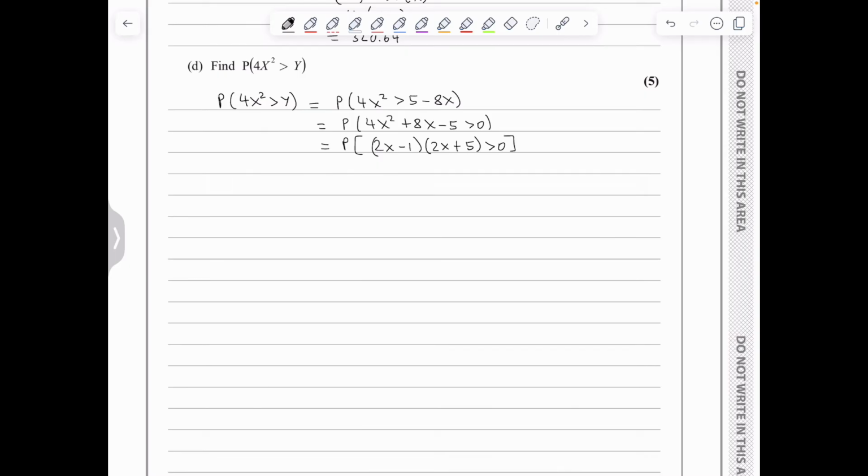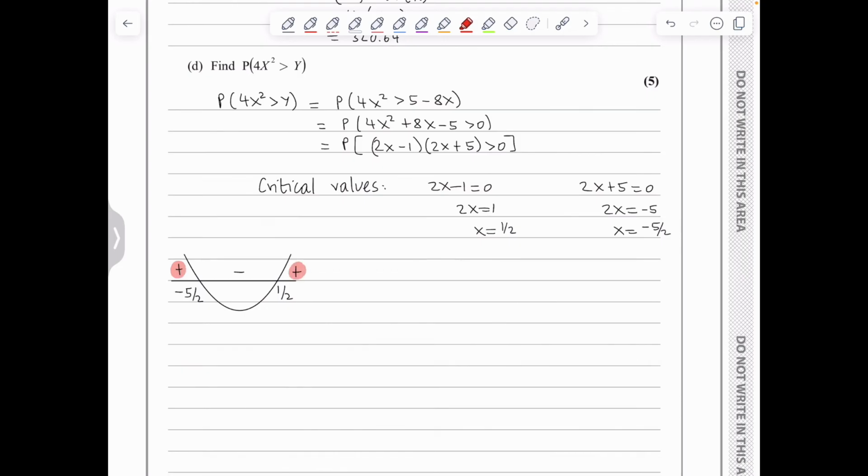And we've got critical values by setting each of the brackets to be equal to 0. So for the first one, we have 2x minus 1 is 0, which means that 2x is 1 and therefore x is a half. And for the second one, we've got 2x plus 5 is 0, which means that 2x is negative 5 and x is minus 5 over 2. Now to proceed, I draw my parabola. I've got my critical values at minus 5 over 2 and a half. I can see that I go plus, minus, plus, and notice that we want to be greater than 0. I want the plus region, which are the tails, the one on the left and the one on the right.